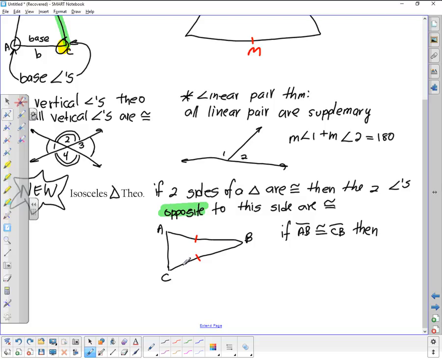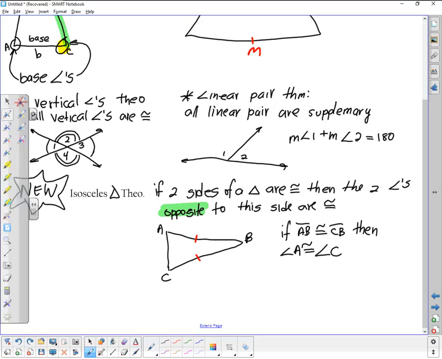The one that is further away from this side is A. So angle A, that's the one that is further away from AB. Now, which is opposite to CB? I'm sorry, AB. Okay, here's AB. If you're talking about angle A, angle C, and angle B, the angle that is furthest away from this side will be angle C. So A is congruent to angle C.